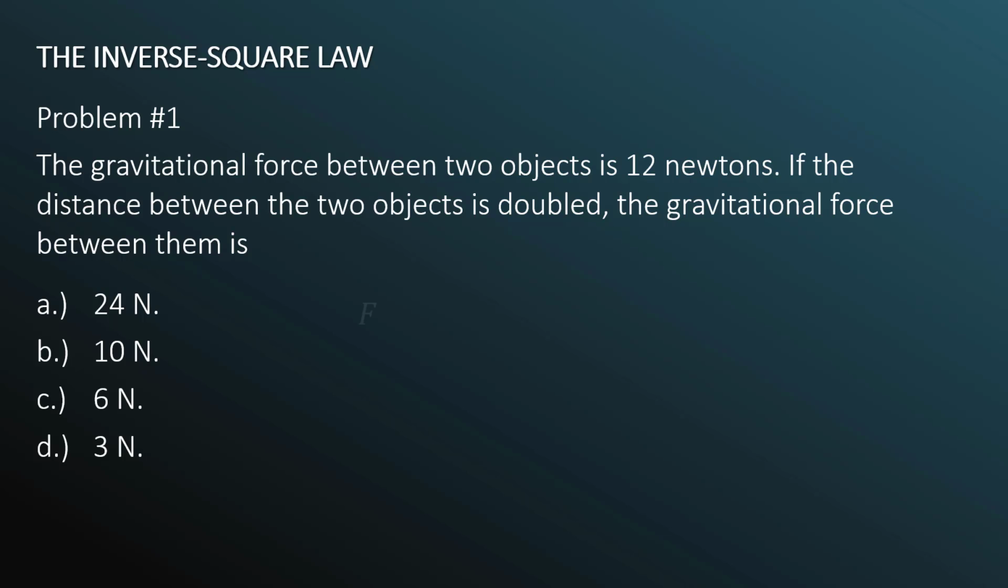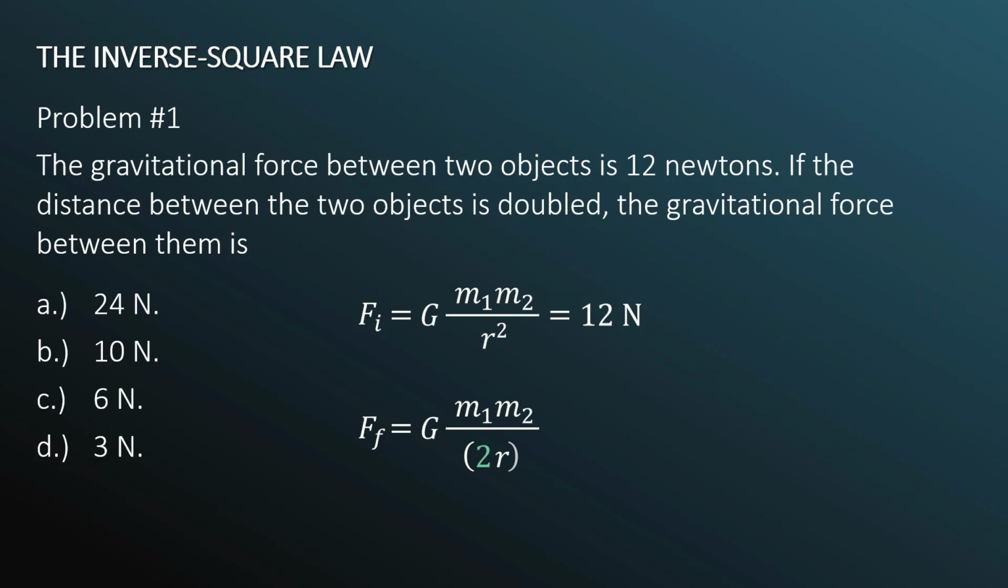Let's write our initial force. Force initial is G m1 m2 over r squared. Well, we're not really given a lot of information, but we are told that our initial force is 12 newtons. We want to know what the final force is. The final force is, well, the same masses, but now our distance is doubled, so we simply put 2r there in the denominator. And we've done this already many times before.